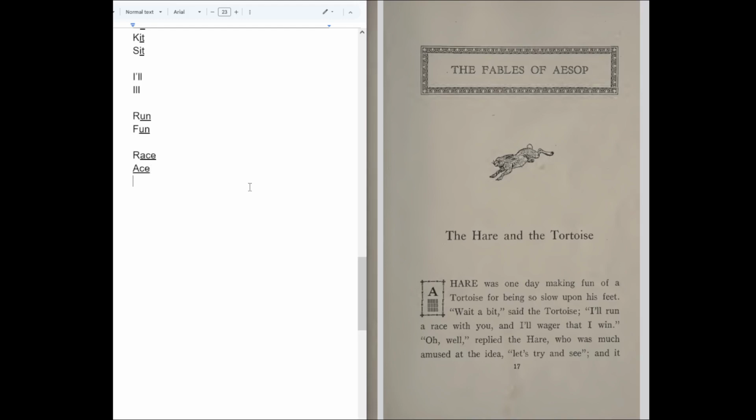Okay, and each of us has a face. Okay, face, race, ace, face, and that sound A-C-E, the combination of letters, says ace. Okay, I'll run a race with you. With. The TH, of course, says th. With.